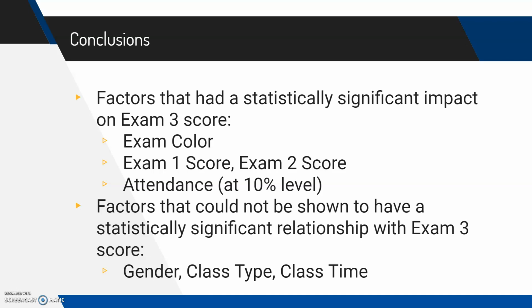Factors that I did not have a statistically significant relationship with, where we failed to reject the null, were gender, what type of class it was, and what time the class was. The class in general seemed to have no impact on exam 3 scores, which is good news for the 119X, I believe.